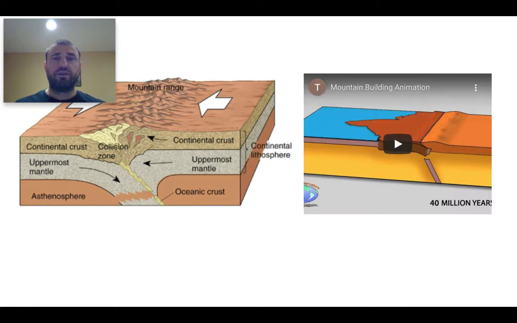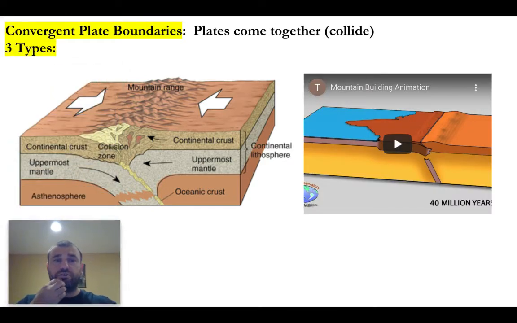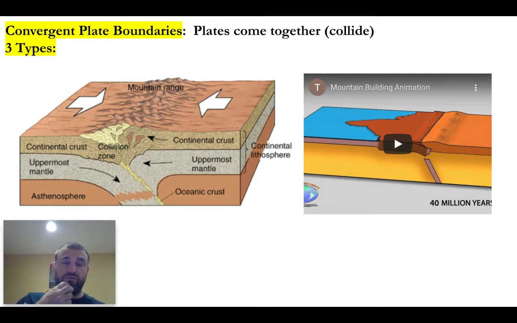All right, so now we're going to go into convergent boundaries. These are the most diverse of the three major kinds, because there could be three different types of convergent boundaries. And that's because there's two types of crust. So that's weird, right? You have two types of crust, but you have three types of boundaries.